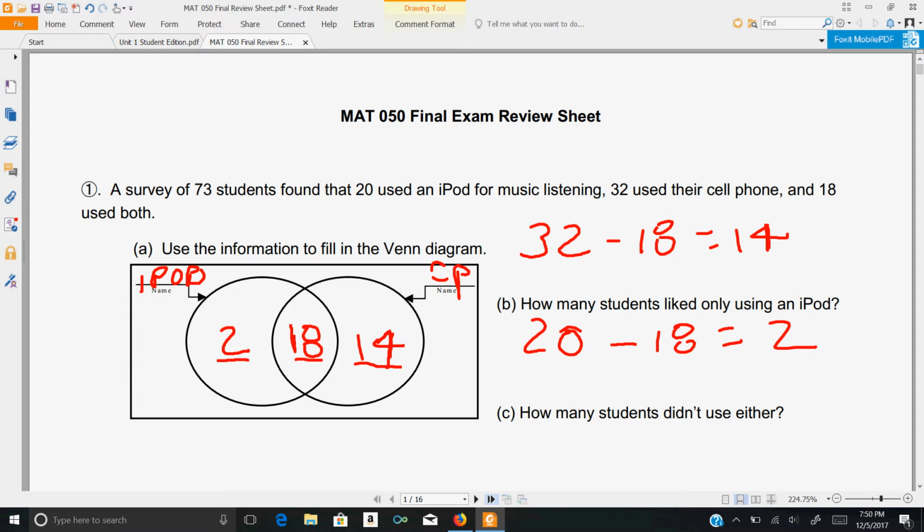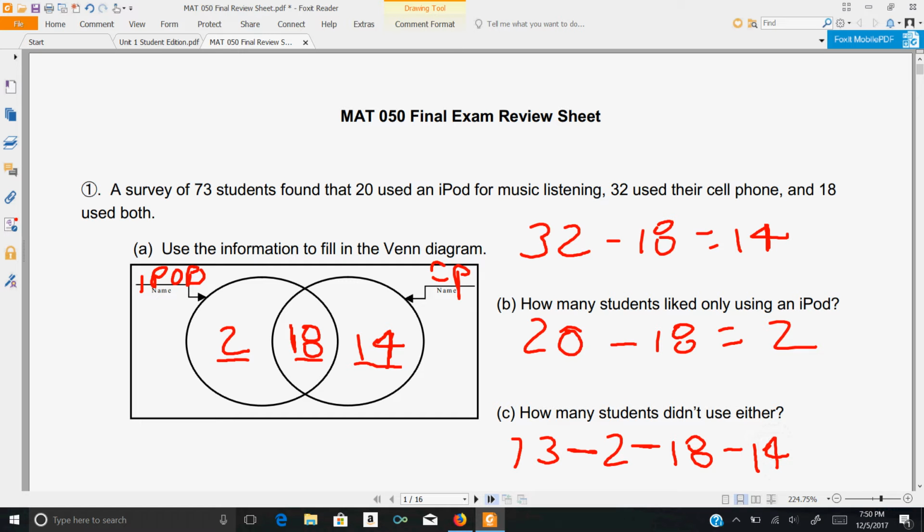So we can now approach our answer to question C. How many students didn't use either? I'm going to start with the 73 students. And I know that 2 of them just use the iPod. 20 of them use the iPod, but 18 of them use both. And I'm going to count that separately. So I'm going to put those 18 there. And 14 use just the cell phone. So I can say minus 14.